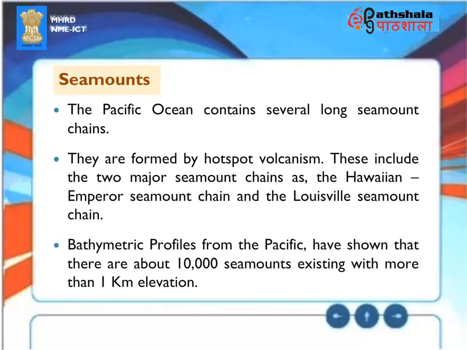The Pacific Ocean contains several long seamount chains. They are formed by hotspot volcanism. These include the two major seamount chains, the Hawaiian-Emperor Seamount Chain and the Louisville Seamount Chain. Bathymetric profiles from the Pacific have shown that there are about 10,000 seamounts with more than 1 kilometer of elevation.